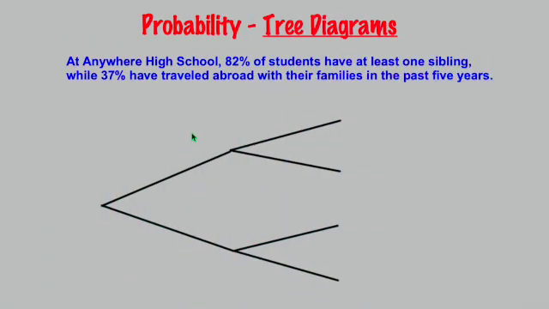Now let's go ahead and see how tree diagrams work. This time I have a different question for you. It says at Anywhere High School, 82% of students have at least one sibling, while 37% have traveled abroad with their families in the past 5 years.